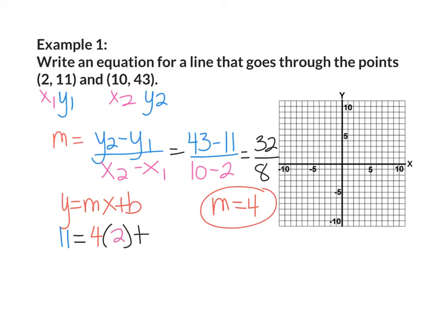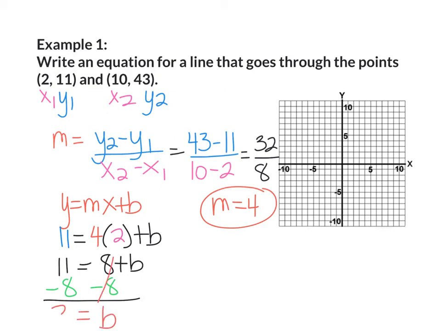I'm going to bring everything else down. So 4 times 2 will give me 8. Bring everything else down. And then I'm going to subtract 8 on both sides. So 8 take away 8 will give me nothing. I'm going to bring down b. 11 minus 8 is 3.